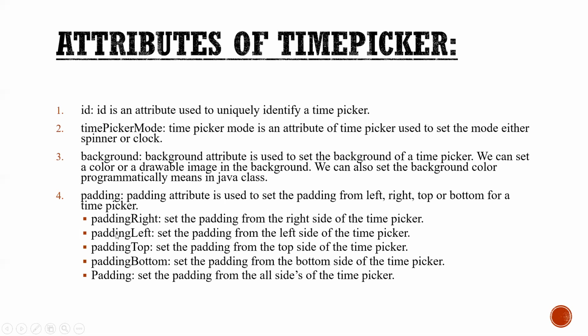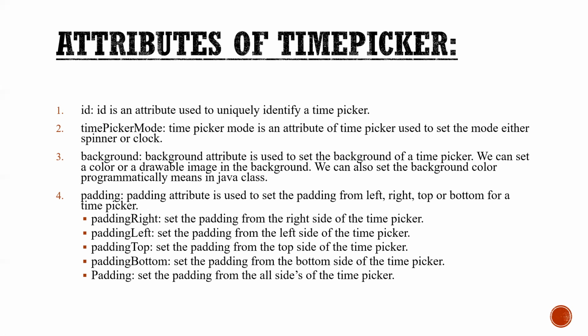What are the attributes of TimePicker? These are some of the attributes. ID. ID is an attribute used to uniquely identify a TimePicker. It distinguishes one TimePicker from another TimePicker. It's a unique identity. The ID attribute is used for that. The TimePicker mode. TimePicker mode is an attribute of TimePicker used to set the mode to either spinner or clock. Background. The background attribute is used to set the background of a TimePicker. We can set a color or a drawable image in the background. We can also set the background color programmatically, meaning in the Java class.